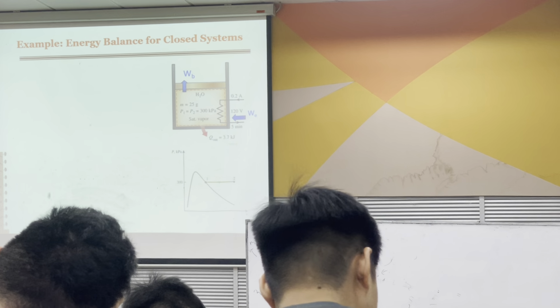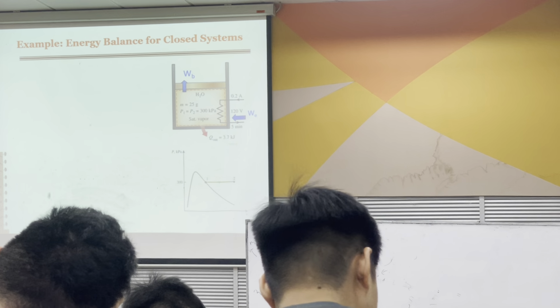The electric energy that is supplied to the resistance heater is the electric work, WE. So you have the resistance heater here, and this WE is the power, the energy that you supply to this heater. That is the one that is crossing the boundary. Okay, so far can you understand what I'm trying to do? Just applying the equation. Then we substitute everything that we know.